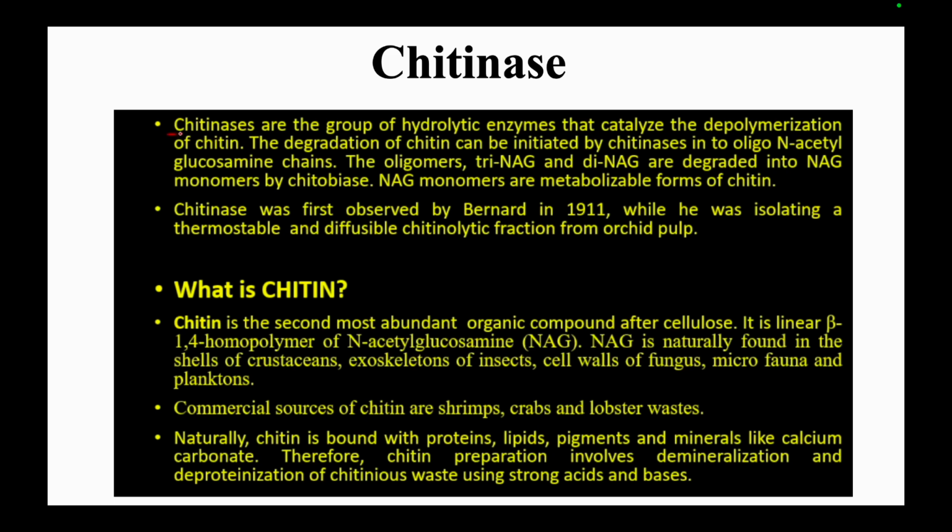So what is chitin? Chitin is found in the shells of crustaceans, exoskeletons of insects, cell walls of fungi, microfauna and plankton. Commercial sources of chitin are shrimp, crab and lobster waste. Naturally, chitin is bound to protein, lipid, pigments, and minerals like calcium carbonate, and therefore chitin preparation involves demineralization and deproteinization of chitinous waste using strong acid and base.